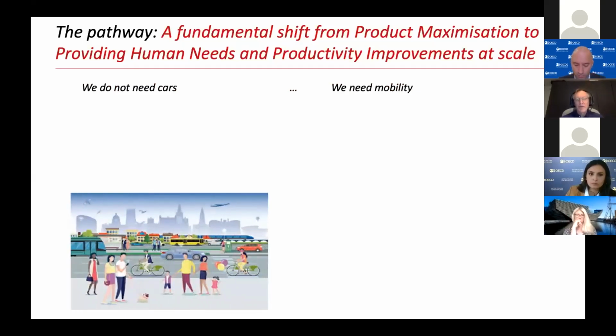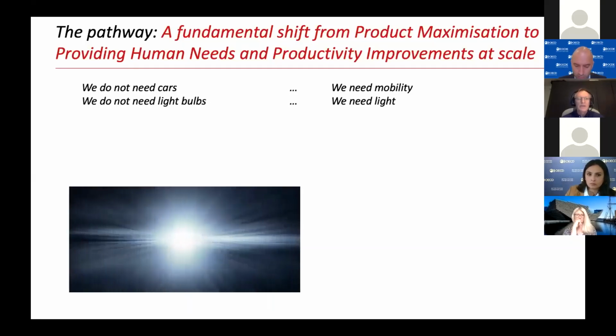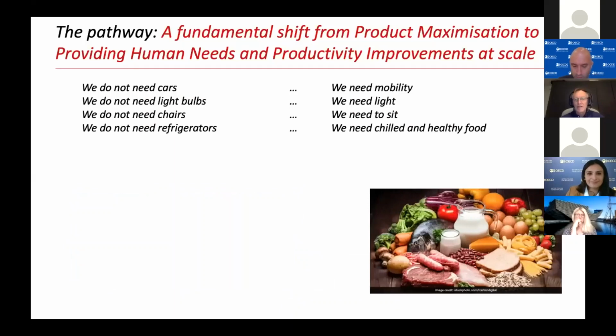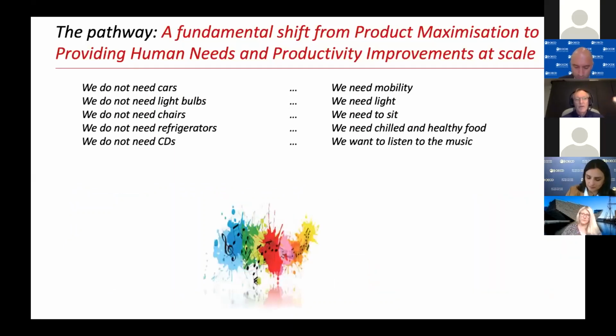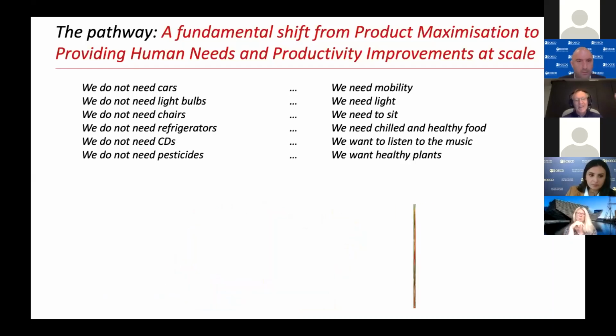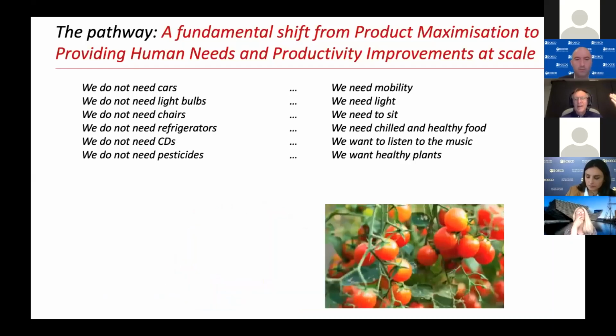To be precise, we actually don't need cars, we need mobility, we don't need light bulbs, we need light, we don't need chairs, we need to sit, we don't need refrigerators, we need chilled and healthy food. We don't need CDs, we want to listen to the music. This has actually already become the reality. We don't need pesticides, we need healthy plants.